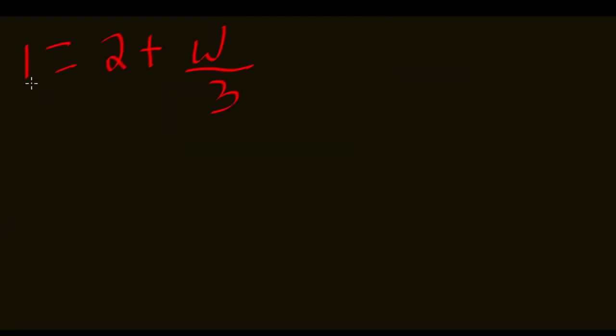Let's look at this last problem. 1 equals 2 plus w over 3. You need to follow the same procedure where we're going to get rid of the addition or subtraction first, then the division or multiplication. So in this case, we have the plus 2. Because it's plus 2, you need to take the opposite of plus 2. The opposite of plus 2 is minus 2. And whatever you do on one side, you do it on the other side.